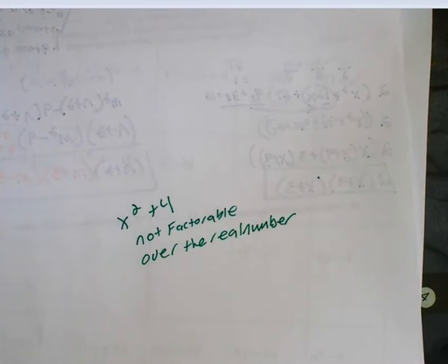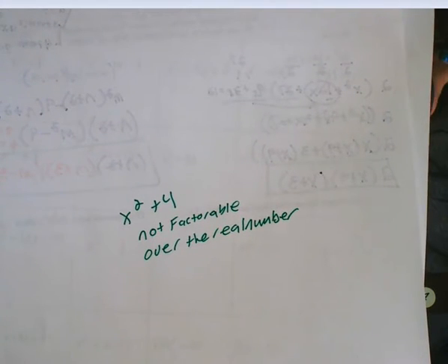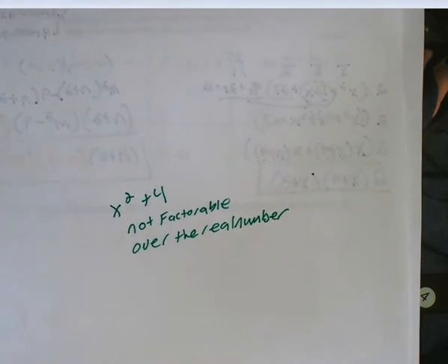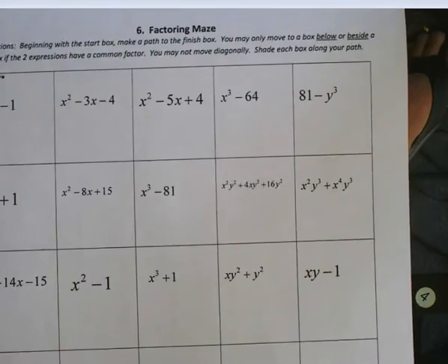In Unit 3, we will discuss in more detail what this means, but at this point, all you need to know is that it's not factorable over the real numbers. So the last part of the project is a factoring maze.